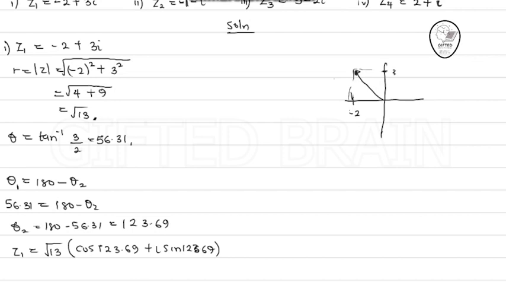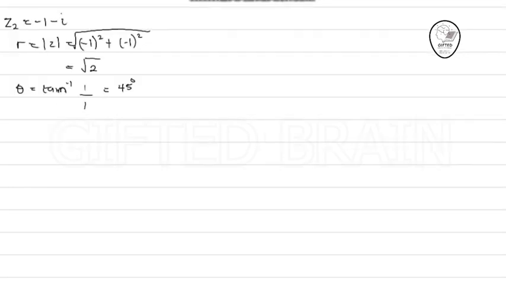Let's take another one now, the second question. As you look at this second question, the real part is -1, the imaginary part is -1. So squaring and taking the square root, I get r, which is the modulus of z2, and that is root 2. Now the angle, I will forget about the minus. I'll use the absolute value, that is, the number without the negative sign. So that will be 1/1, and I will have 45 degrees.